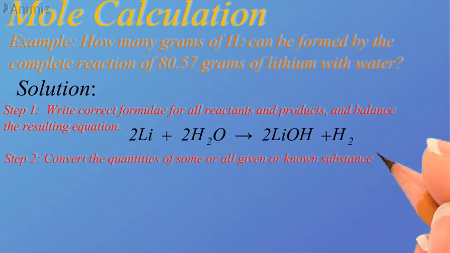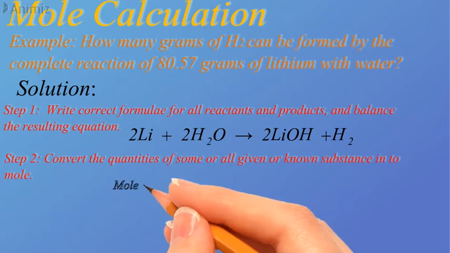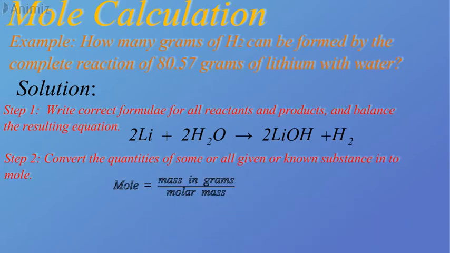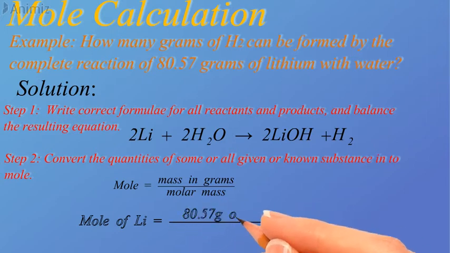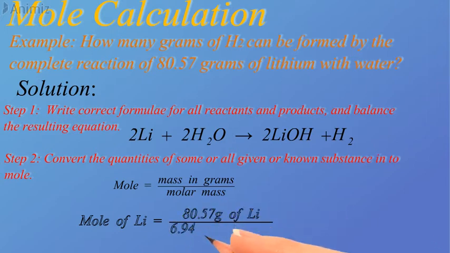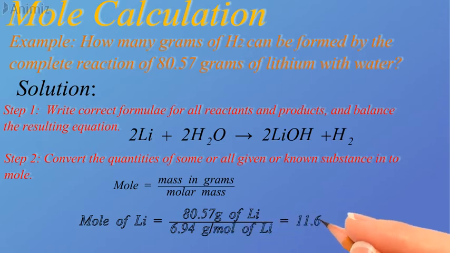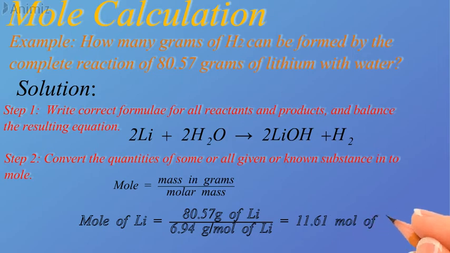According to step 2, we will convert mass of lithium into moles, using this formula. Now, putting the values in the given formula, number of moles of lithium will be equal to the mass of lithium in grams, which is 80.57 grams, divided by the molar mass of lithium, which is 6.94 grams per mole of lithium, and as a result, it gave us the number of moles for lithium, which is equal to 11.61 moles.